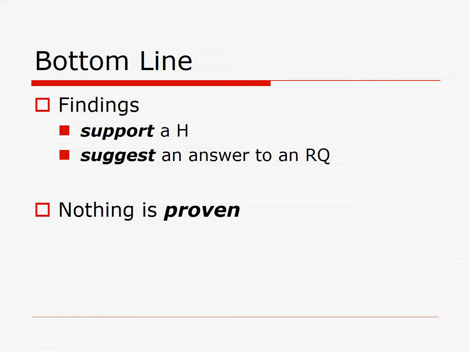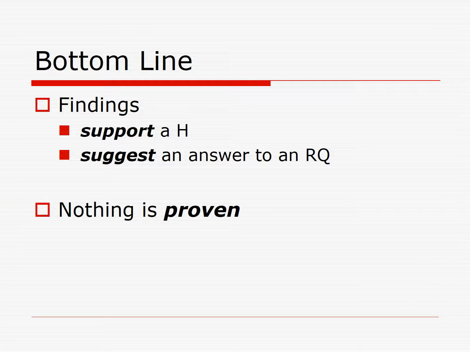The bottom line to this, findings support a hypothesis, or they suggest an answer to a research question. But in research, nothing is really proven. I mean, we sometimes casually say that, but really you're not proving anything. You're showing support that guilt appeals help to increase compliance, or it suggests that guilt appeals increase compliance. But we're not really proving. We're finding support for a relationship between two variables.